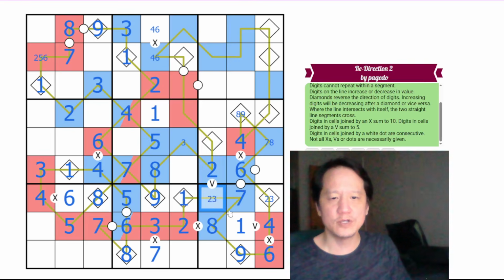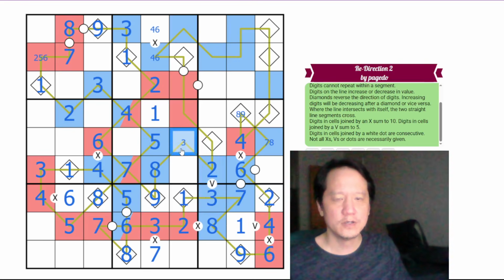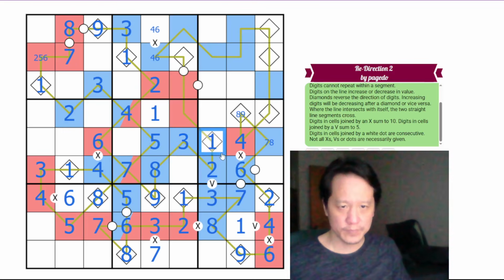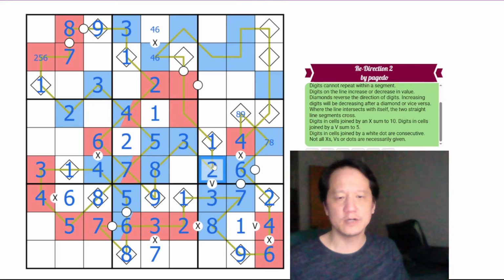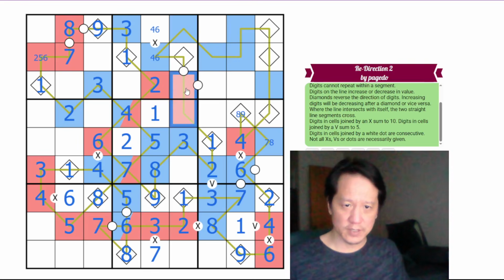So we have 2 here, 3 here, 2 here. That makes us 3 here. That takes us down to 1. This can't be 2. None of these can be 2. Where's 2 in this central box? It must be here. It's increasing here.